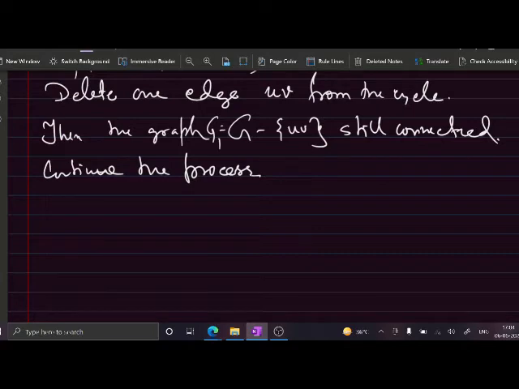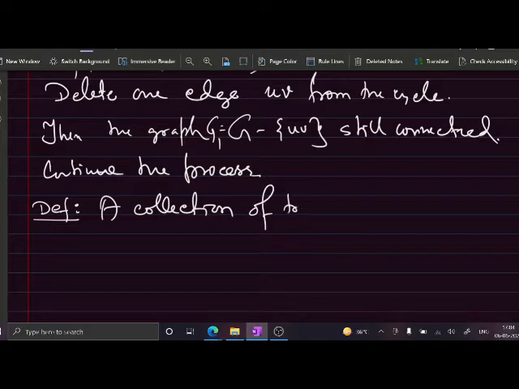Now let us define just one definition: if you take a collection of trees, then that will be called a forest.